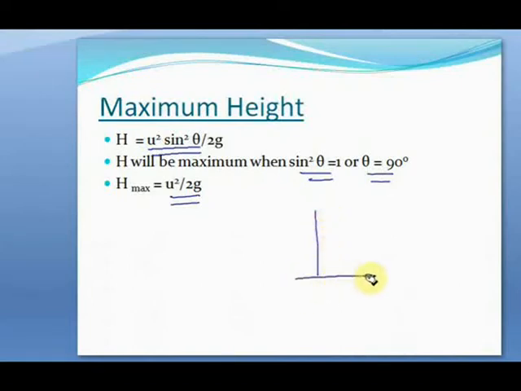It will go up straight in the air to a distance y equal to u square by 2g, and then it will come down. This is the angle of projection theta, which is 90 degrees.